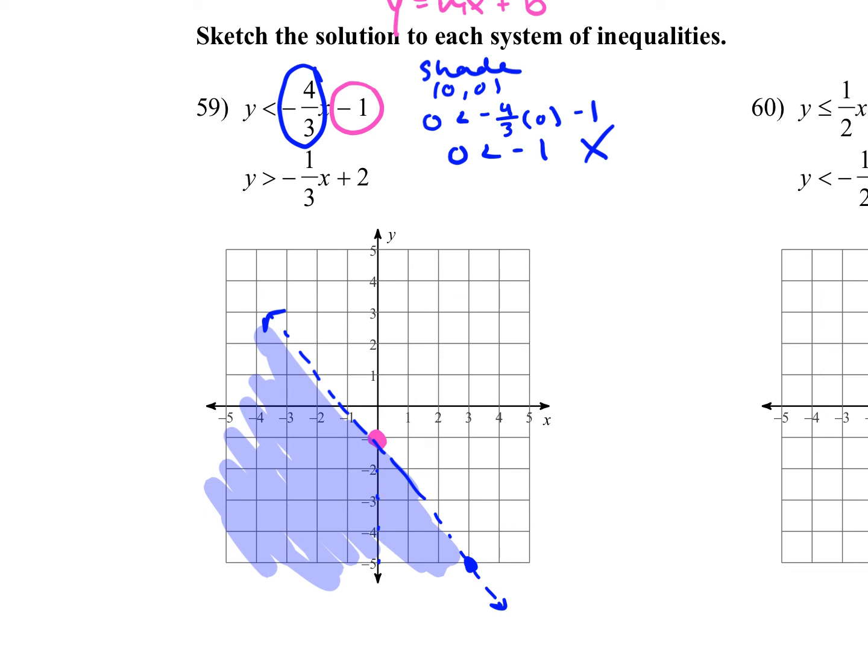So then for the second one, where's my y-intercept? 2. So I put a point on my y-axis at 2. And what's my slope? -1/3. So I go down 1 to the right 3. Put a point there. Do I connect these points with a solid line or dotted line? Dotted.